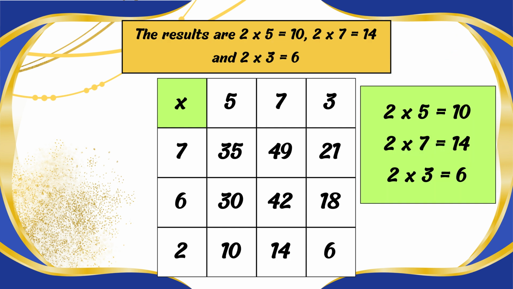The results are 2 times 5 equals 10, 2 times 7 equals 14 and 2 times 3 equals 6.